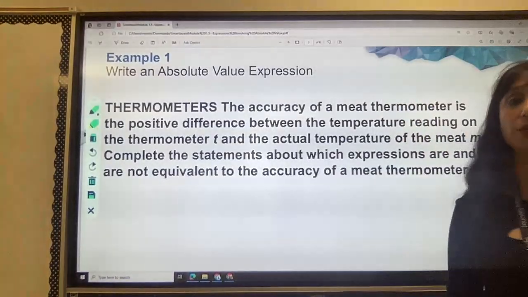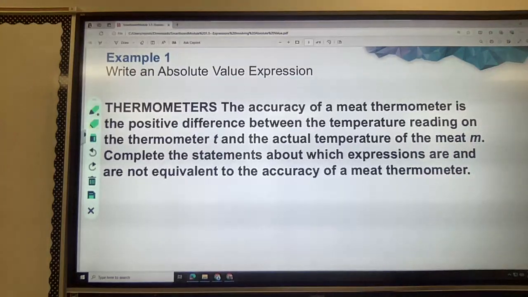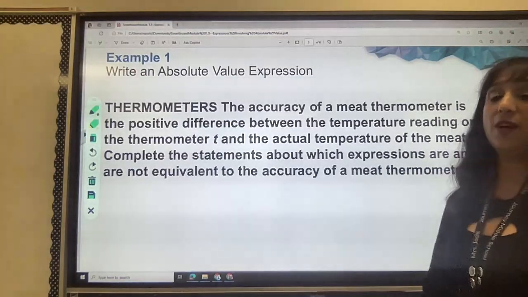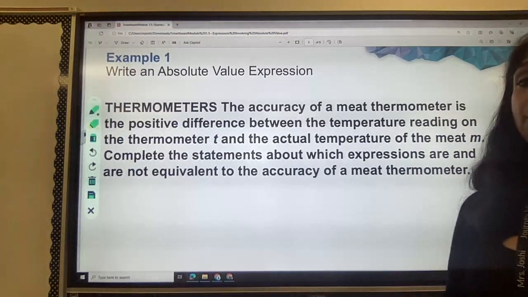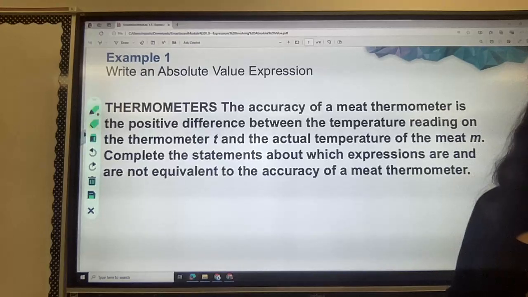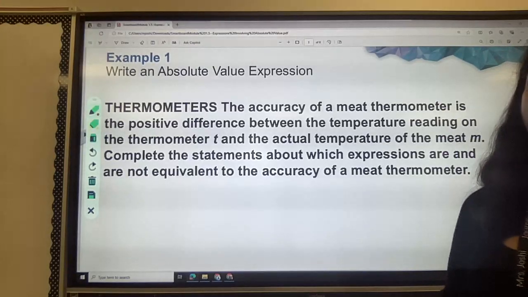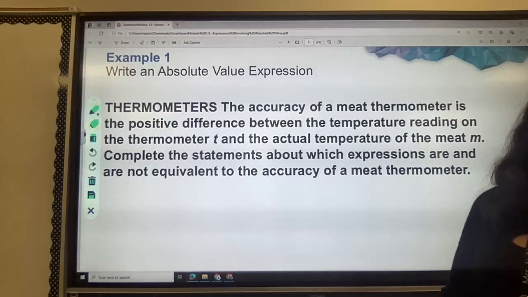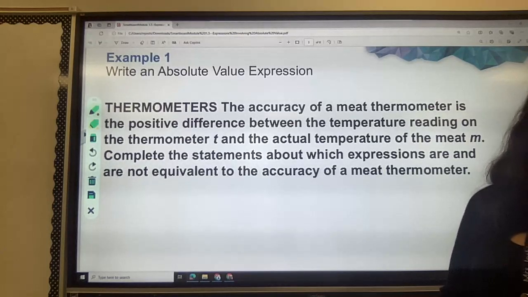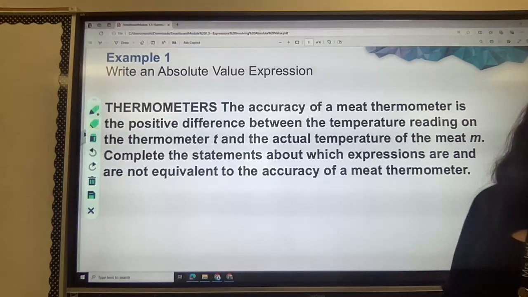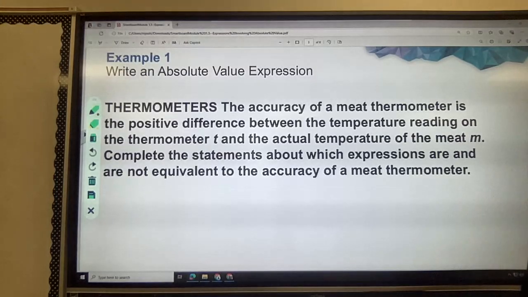So look at what it's saying for thermometers. It's talking about the accuracy of a meat thermometer, which is the positive difference between the temperature reading on the thermometer, T, and the actual temperature of the meat, which is M. So we are going to complete the statements about which expressions are and are not equivalent to the accuracy of a meat thermometer. So I am going to go ahead and write out 4 different expressions.